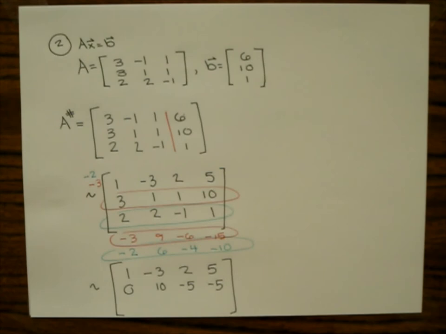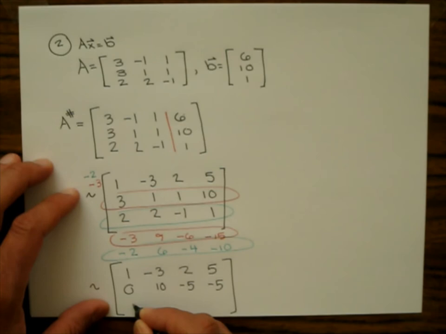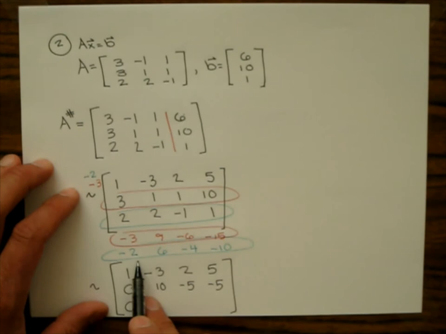Okay, so I add those together, I get 0. And then, okay, so I'm adding the modified row 1, which is in green, with row 3.